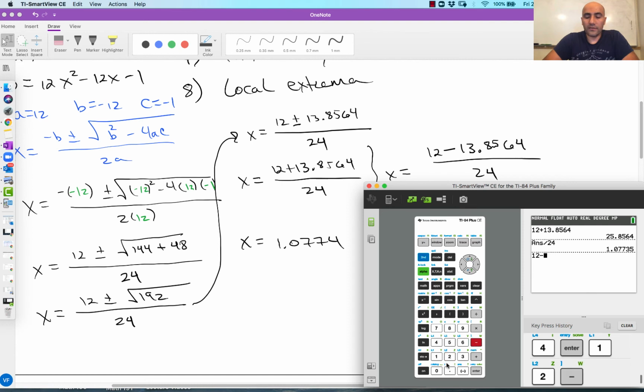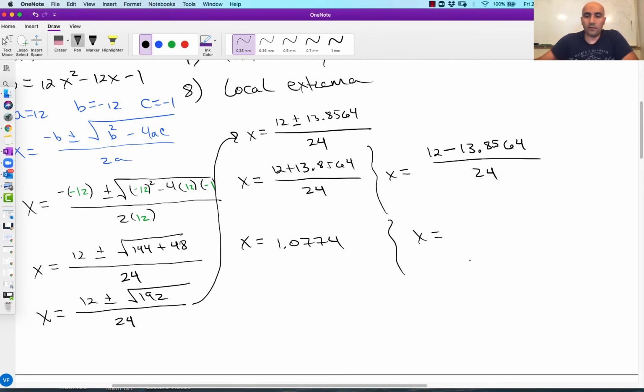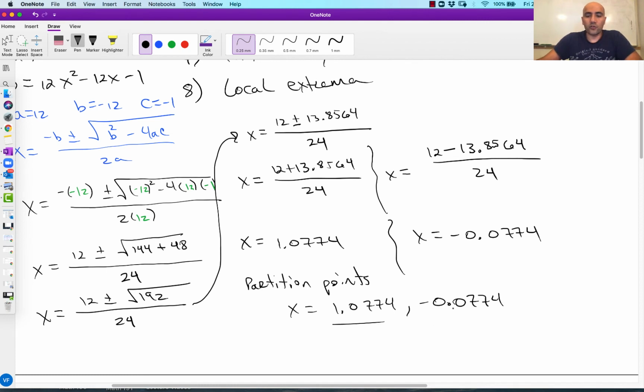And in the other case, 12 minus 13.8564, that decimal divided by 24, will be negative 0.0774. Okay, so we have our two partition points. So these are both partition points: 1.0774 and negative 0.0774.